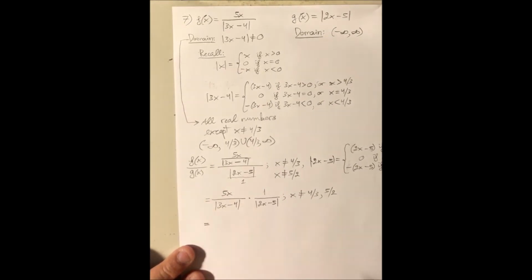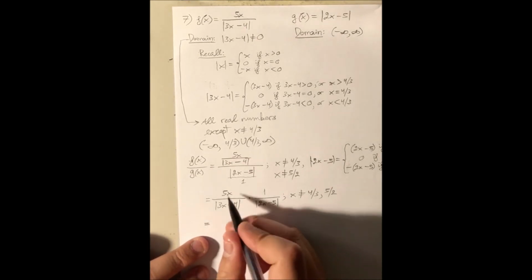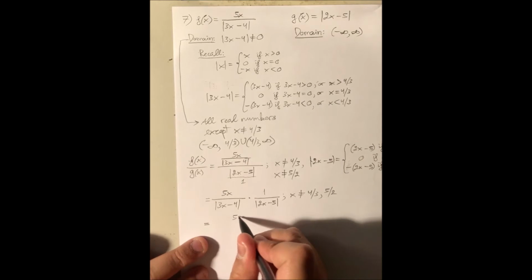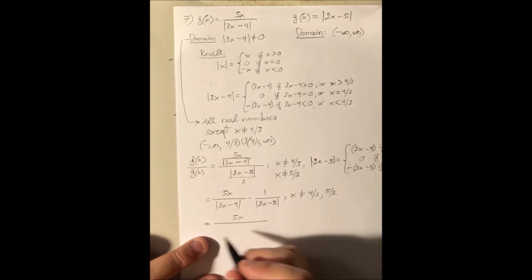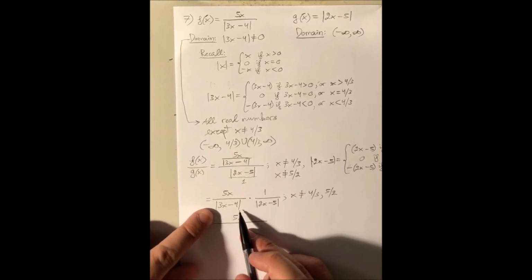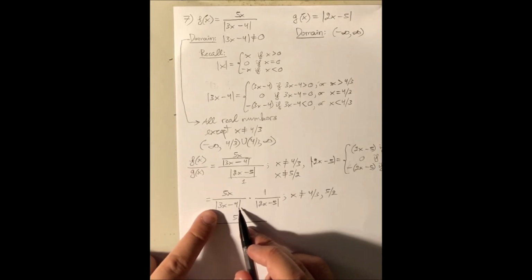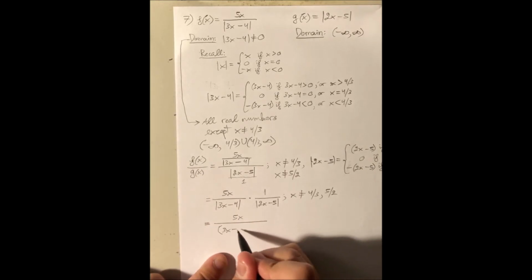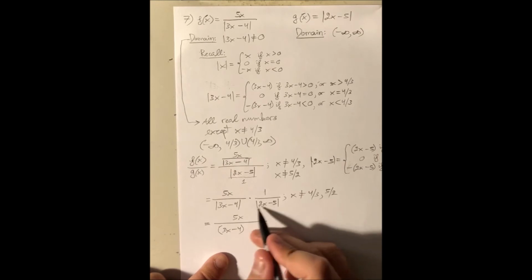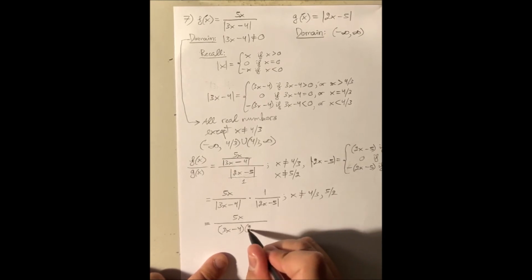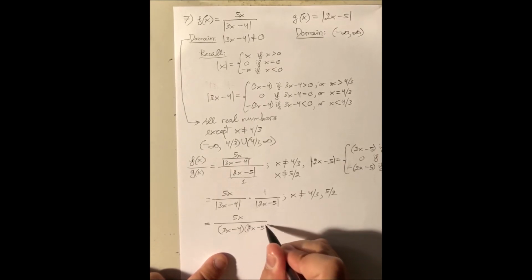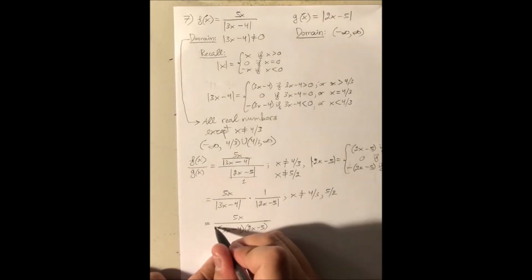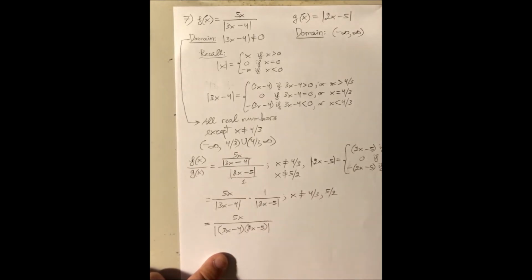Now, how do we simplify it even further? I mean, how do we multiply it out? Well, for the numerator, it's easy. 5x times 1 is just 5x. For the denominator, since absolute value is distance, and distance is always positive, it is okay to write absolute value of 3x minus 4 as parentheses 3x minus 4, and same thing for this absolute value, 2x minus 5. And of course, put it inside one common absolute value.